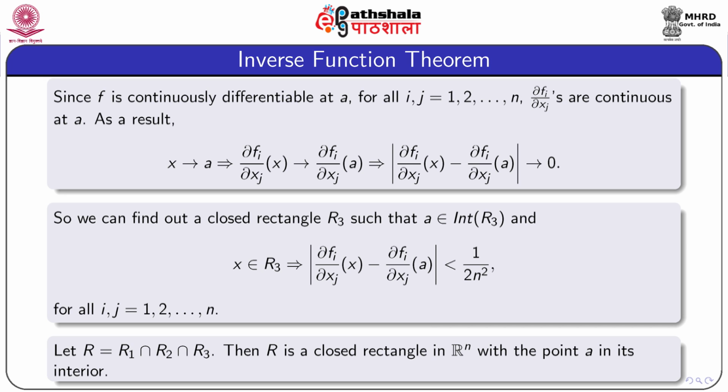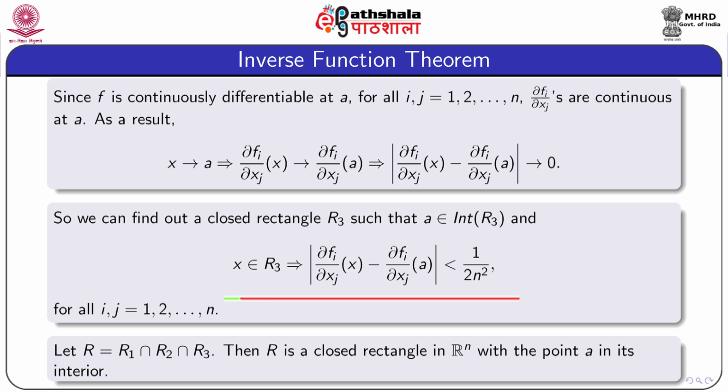Since f is continuously differentiable at the point A, for all i, j running from 1 to n, the partial derivatives ∂f_i/∂x_j are continuous at that point A. As a result, we find that x approaches A implies ∂f_i/∂x_j at x approaches ∂f_i/∂x_j at A. This implies the modulus of ∂f_i/∂x_j at x minus ∂f_i/∂x_j at A approaches 0 from the right.